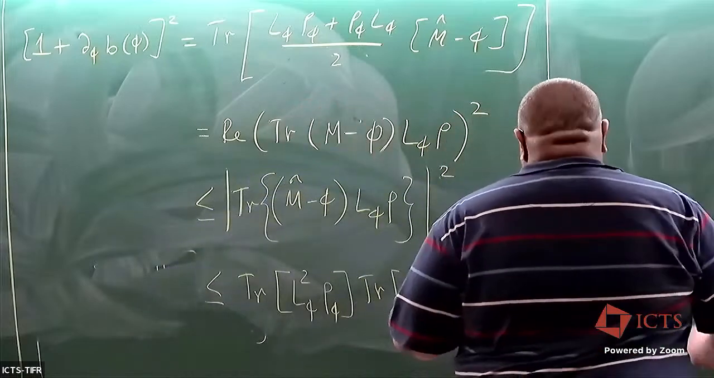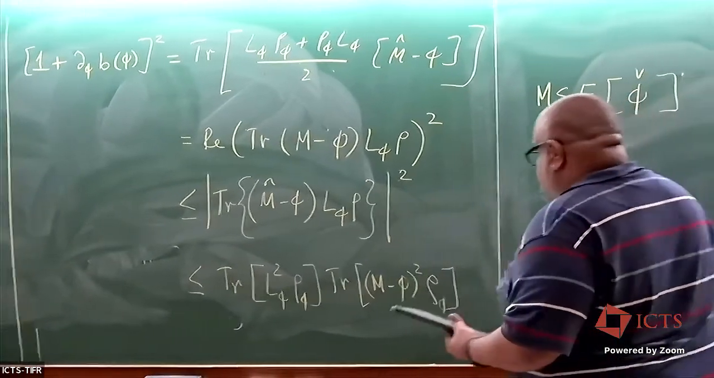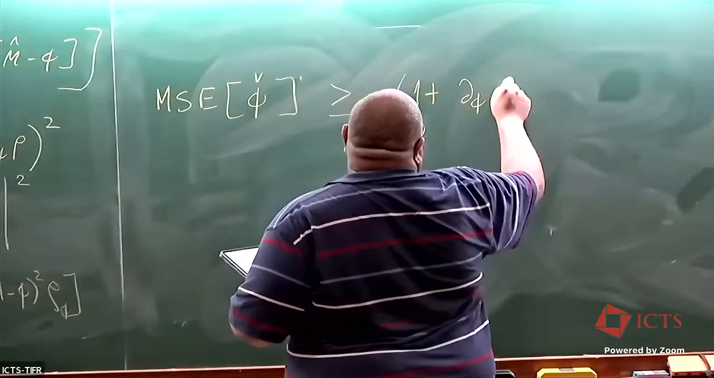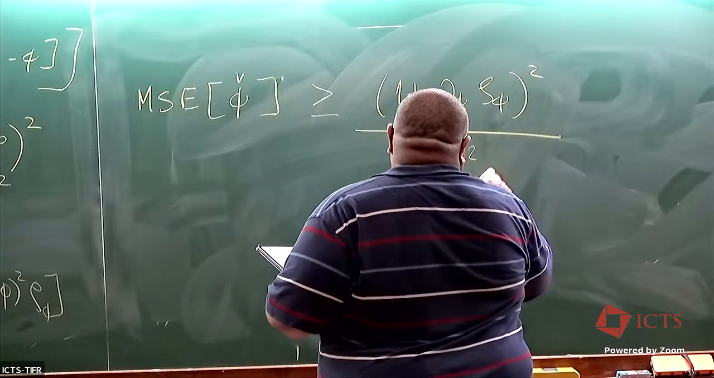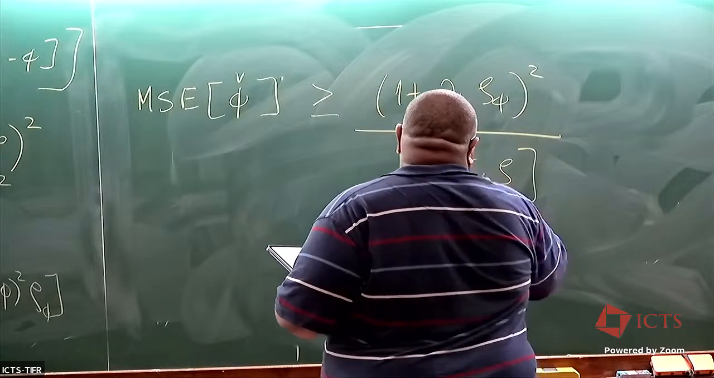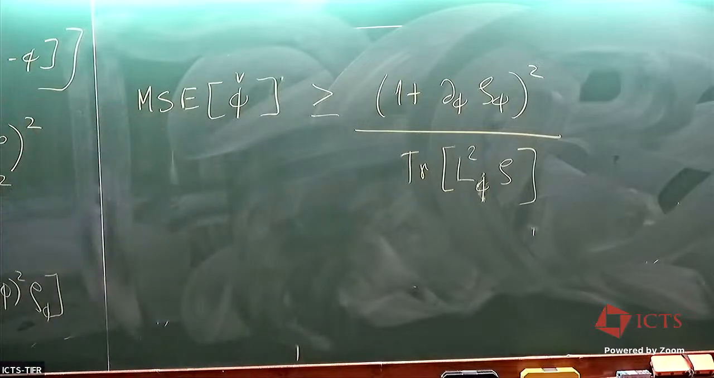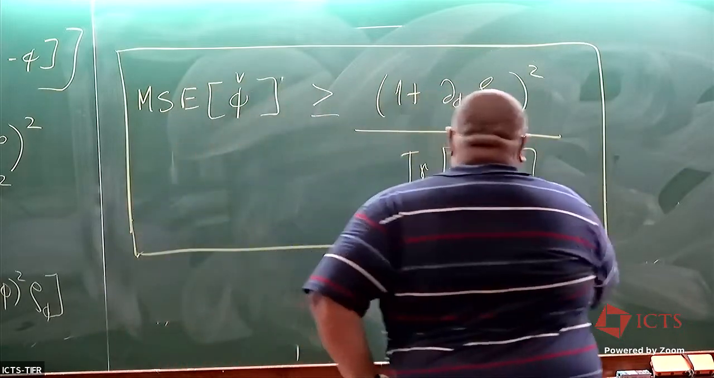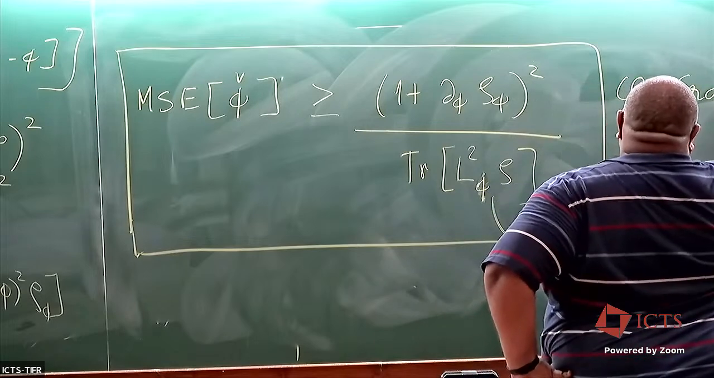And that brings us to the Cramer-Rao bound, which is the mean squared error of the estimator phi, that quantity right there, is basically larger than or equal to 1 plus del phi rho phi squared divided by the trace of L squared phi rho. Okay, and again, because for L you can set the expectation value to 0, you can identify that bottom line, the thing on the bottom, with the quantum Fisher information. And this is the quantum Cramer-Rao bound.